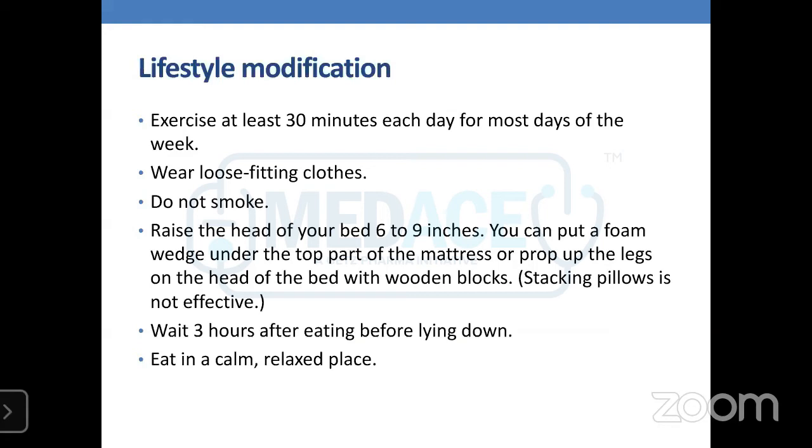Need to elevate the head of the bed by 6 to 9 inches, and you should put a foam wedge under the top part of your mattress because stacking pillows is not effective. And the last meal should be 3 hours before bedtime.